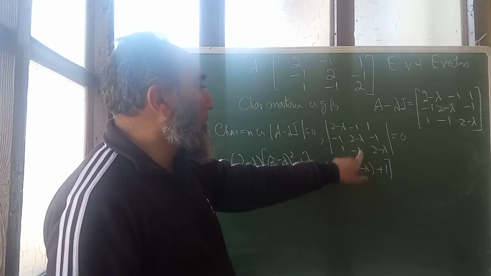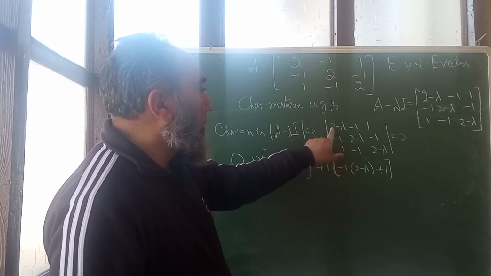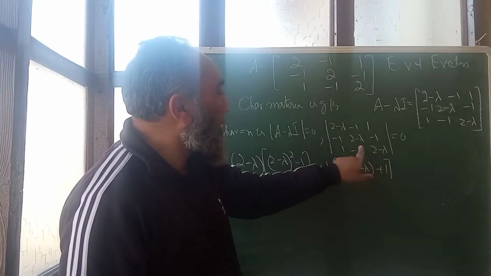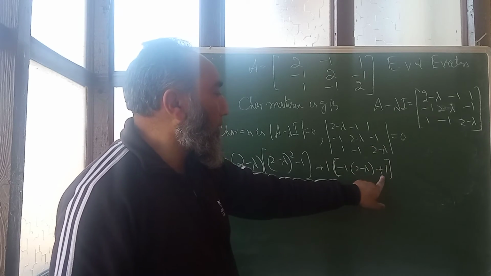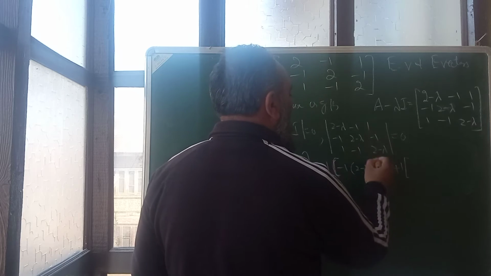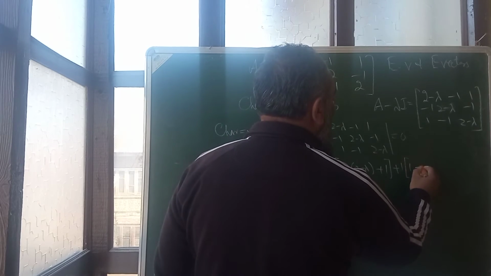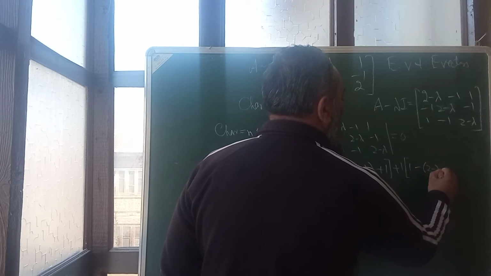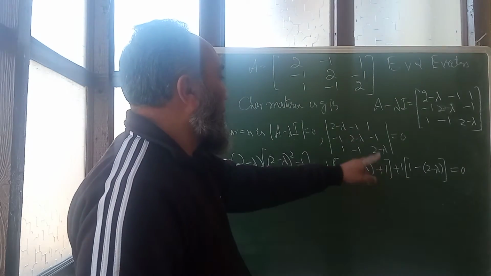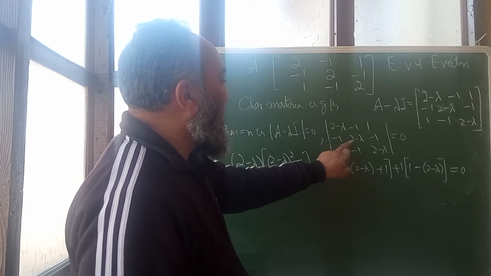You see, minus 1 which is plus 1, plus and then minus 1, so it is plus 1. Minus 1 into 2 minus lambda, minus 1. So minus minus plus 1. Then 1 into minus minus plus 1 minus 2 minus lambda equal to 0. This into this minus this into this.